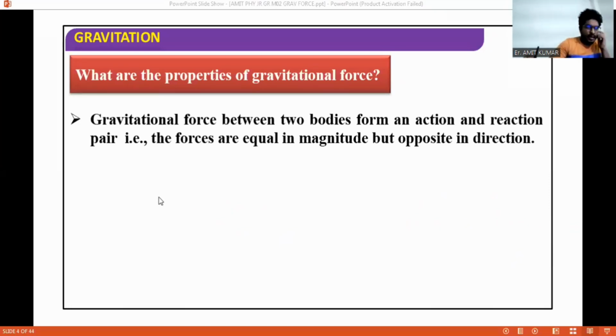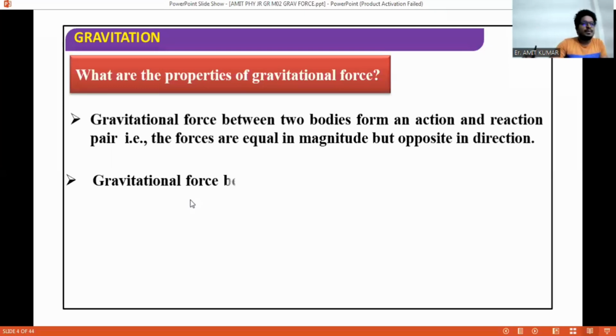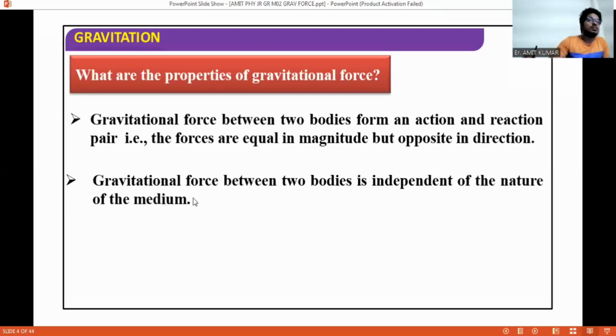Okay. So next, gravitational force between two bodies is independent of the nature of the medium. Gravitational force does not depend on the medium. Either you are calculating it in space or in any medium, it's your choice. Because most of the time, in space, there is no medium, so why are we considering a medium? But it doesn't matter. It doesn't depend on the medium. It is independent of the nature of the medium.